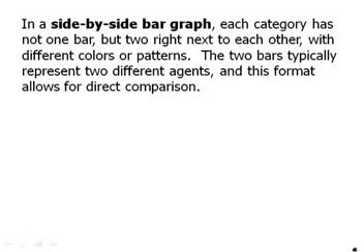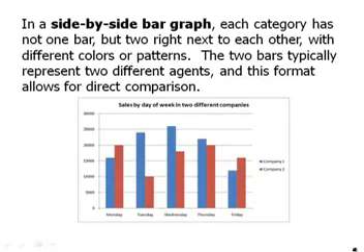By contrast, in a side-by-side bar graph, each category has not 1 bar but 2 right next to each other. The 2 bars typically represent 2 different agents, and this format allows for a direct comparison. So here we have Company 1 and Company 2. Here we don't care about adding the sales because it's 2 different companies. The people at Company 1 care about sales at their company. The people at Company 2 care about the sales at their company. No one cares about the sum of those sales. So that's why it doesn't make sense to do a segmented bar graph. Here we're just doing a side-by-side bar graph.